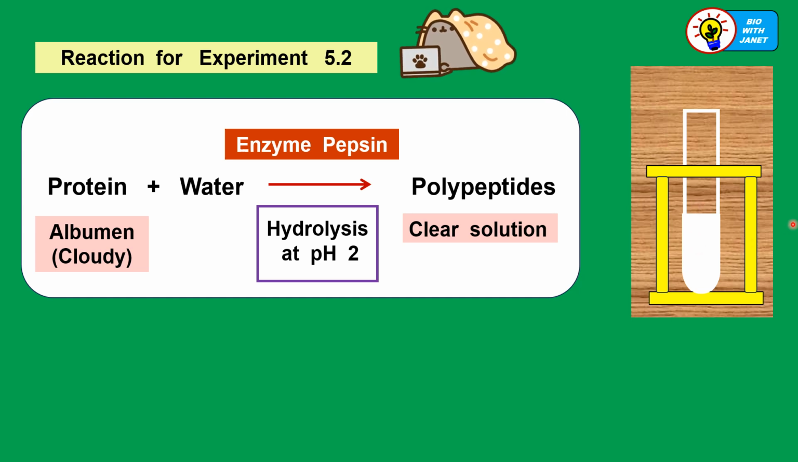Originally it's quite cloudy, but if there is digestion or hydrolysis of the protein, it should slowly turn clear like this. It means you can see through the test tube even though there's a solution inside, just like when you pour water into a test tube. So this is the clear condition because all the protein has been digested to form polypeptides, which are soluble in the water. So it forms a clear solution.